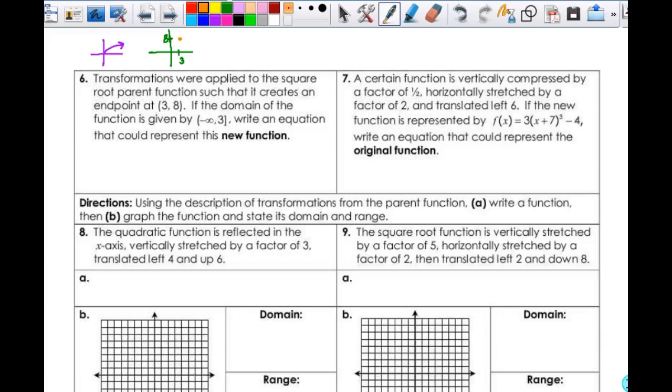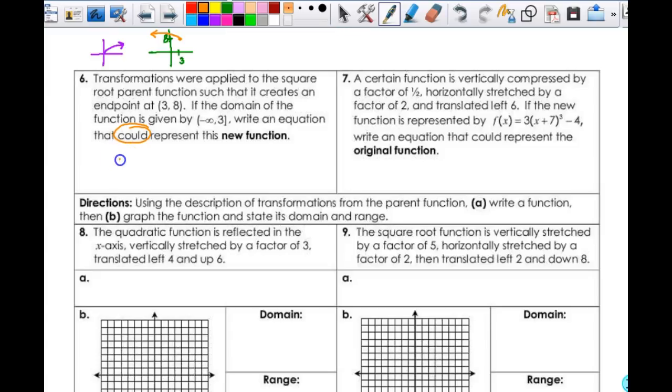And if the domain is from negative infinity to 3, that means my square root function goes like this, or it could come like this. I'm not sure. And this does say that could represent this new function, so it's not it for sure, but that works right there. So I'm supposed to write the equation that could represent that. So what's happening here is we've had a reflection. The reflection would be across the y-axis. And then a translation, we went to the right 3 and up 8.